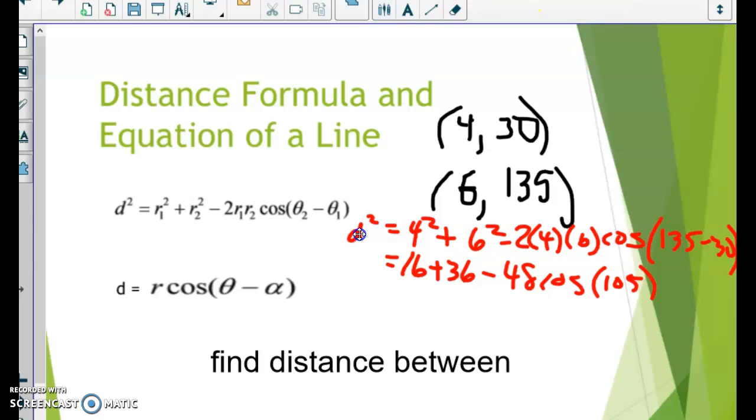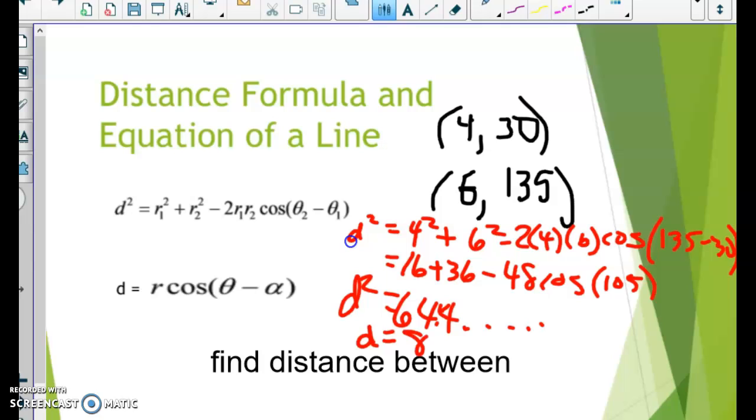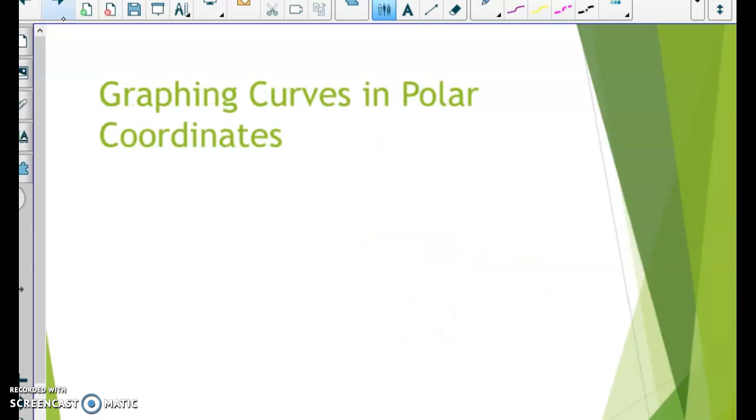And let me get my calculator out. Looks like 52 minus 48 cosine of 105 equals 64.4 and so on. And if I square root that, I get that the distance between those two points is 8. So, distance between those two points. All right, graphing curves in polar coordinates.